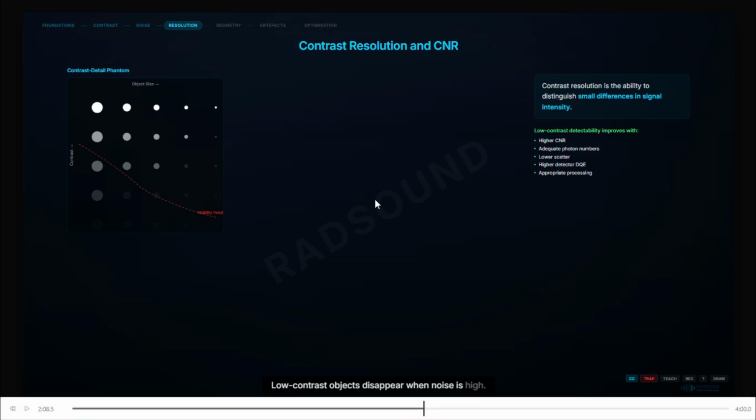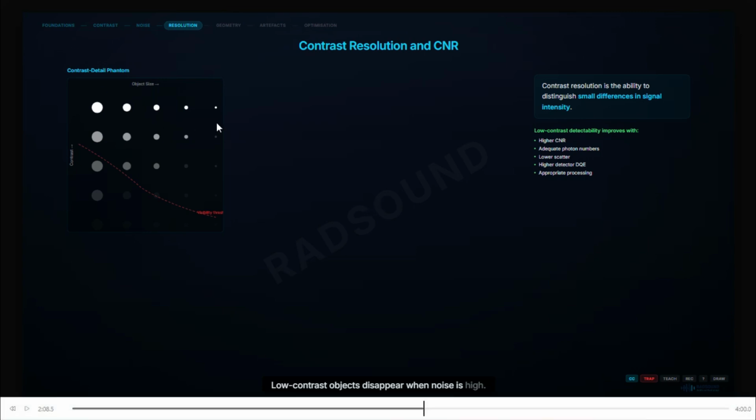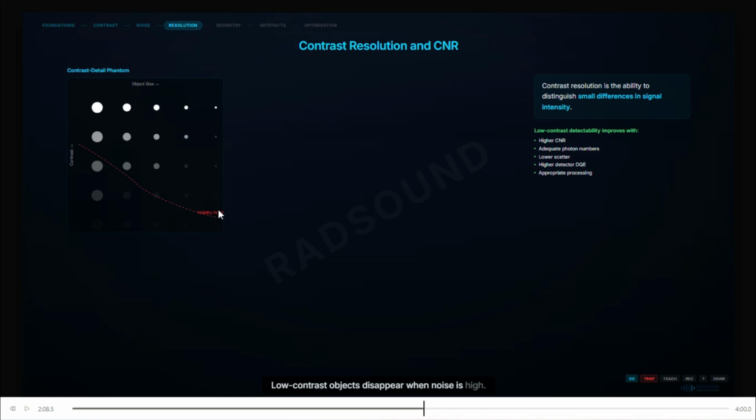Contrast resolution is the ability to distinguish small differences in signal intensity. You can see now, we can differentiate each one of them. But remember, there's something here you cannot see. It means the low contrast object disappears when noise is high. So we have high noise here and the contrast disappears totally. You cannot see the object because it's low contrast and high noise.